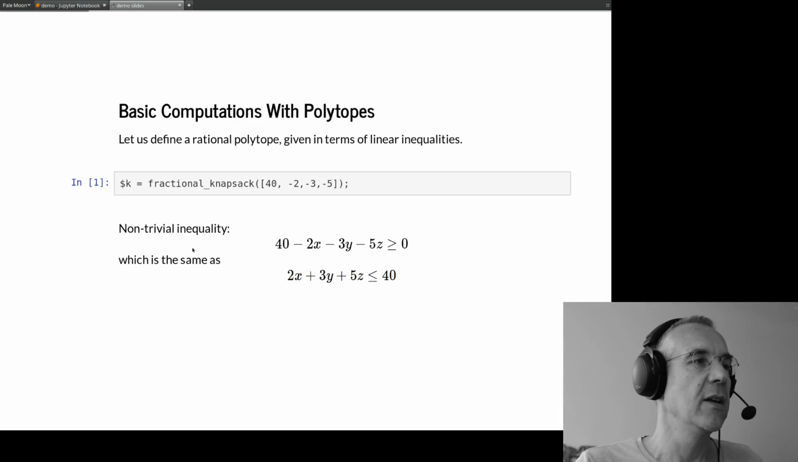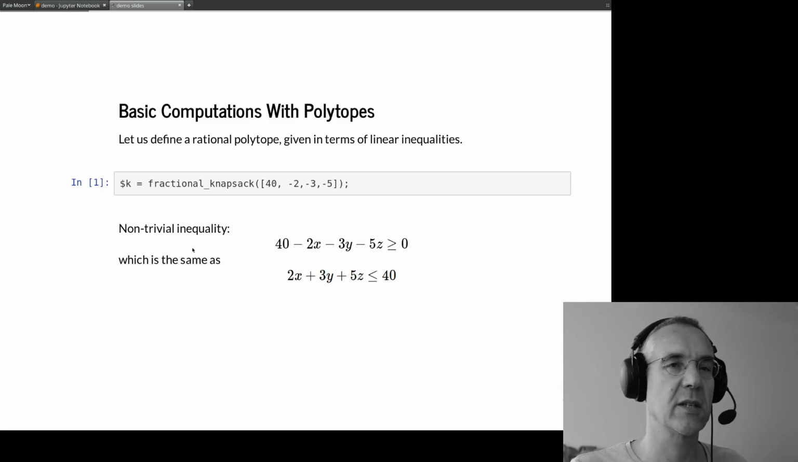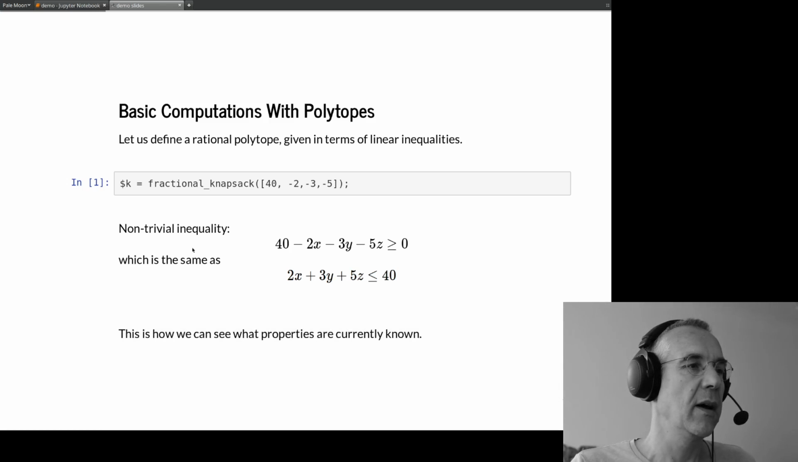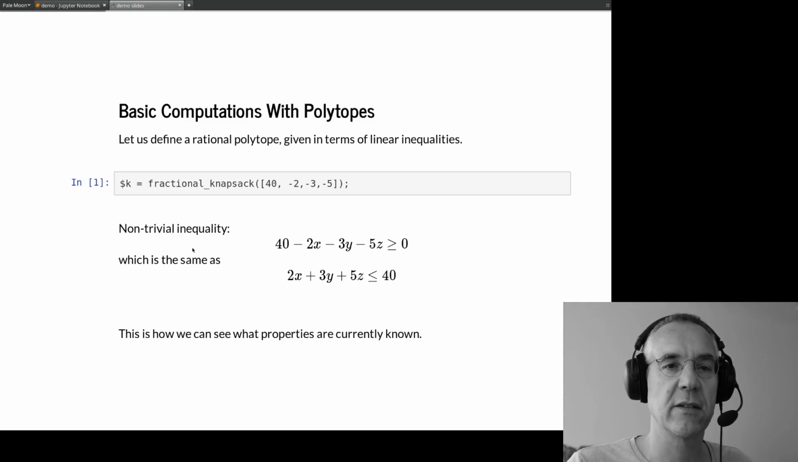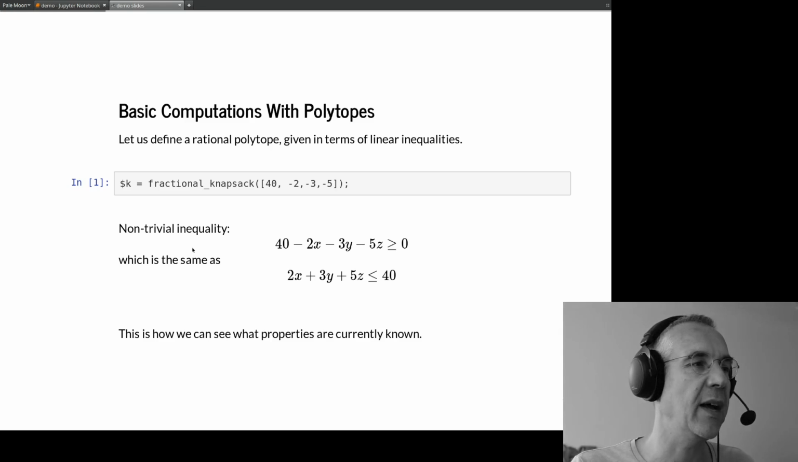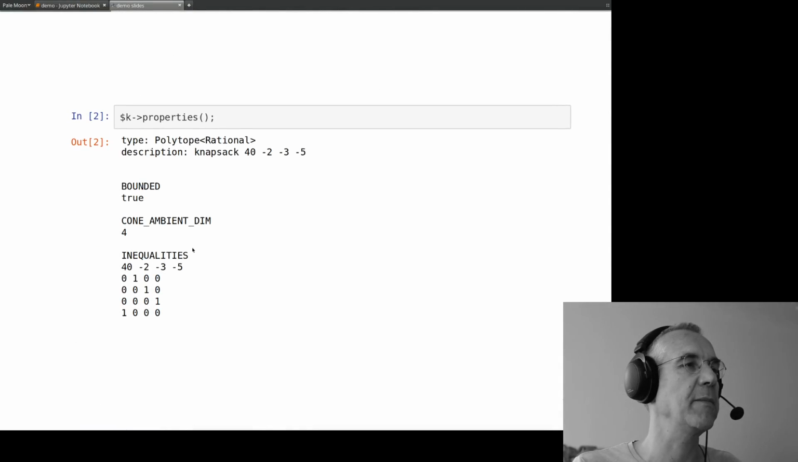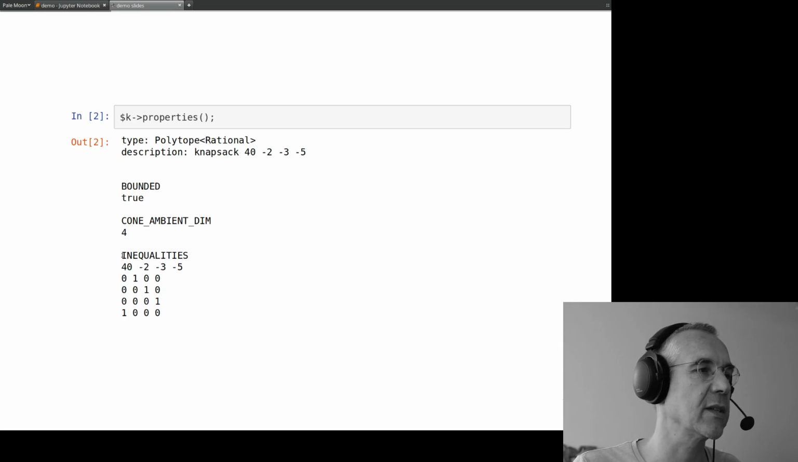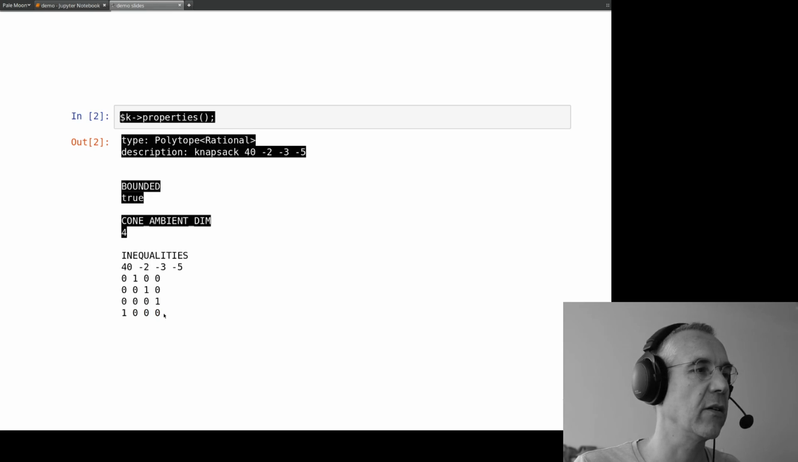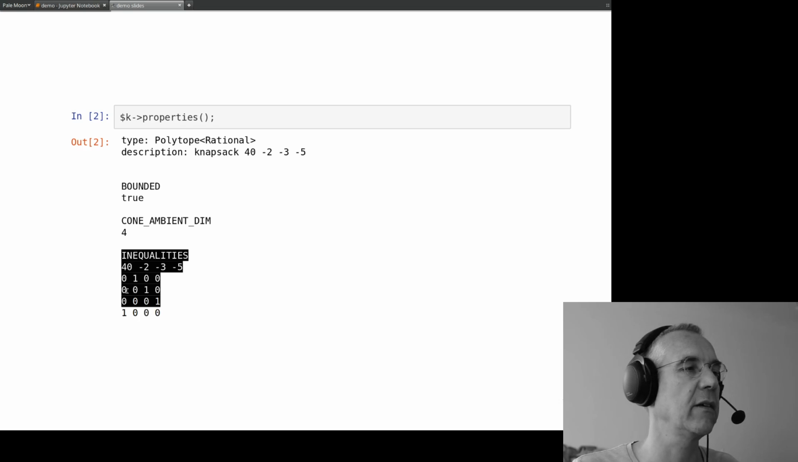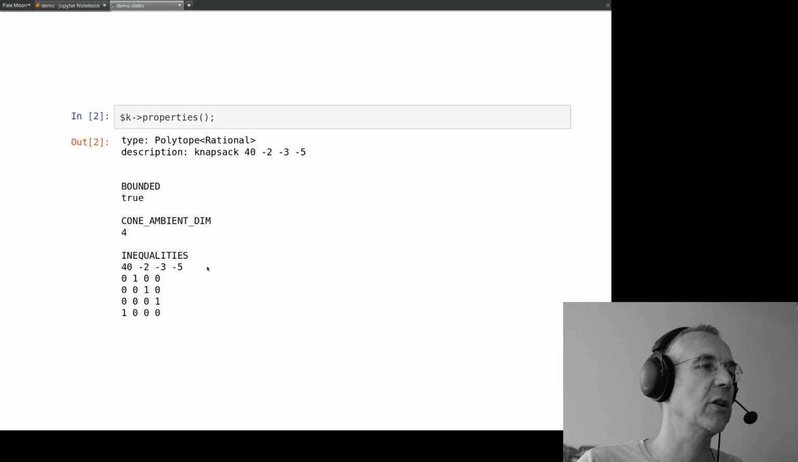All right. So, fractional knapsack polytope, how does Polymake work? Well, objects are defined in terms of properties. And let's see what kind of properties we currently have. So this knapsack polytope now has three properties. The most important ones are these inequalities. So here you see the three non-negativity constraints, and this one special linear inequality that I showed to you.